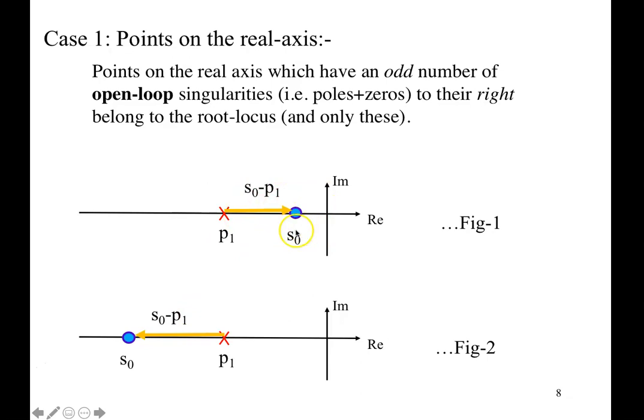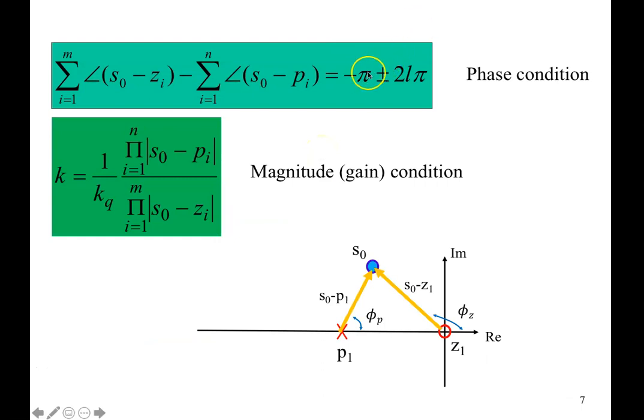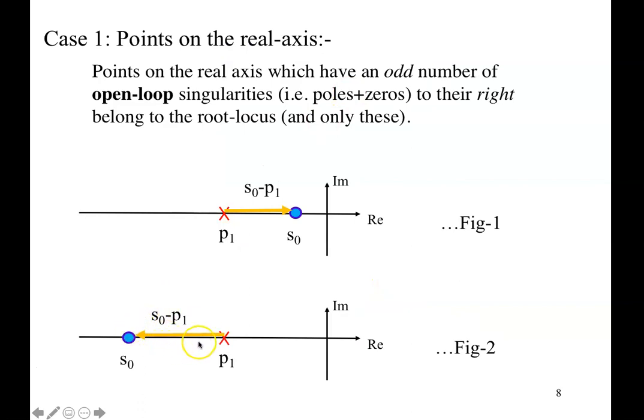In this example, there are no zeros and no other poles. Therefore, we can see this first point can't be on the root locus, because this angle gives me a 0 angle, but my phase condition says I want a minus pi. Whereas for the second case, this point will be a possible closed loop pole, because this angle gives me a minus pi angle. Because in this example I only have a single open loop pole, it's quite straightforward to look at.